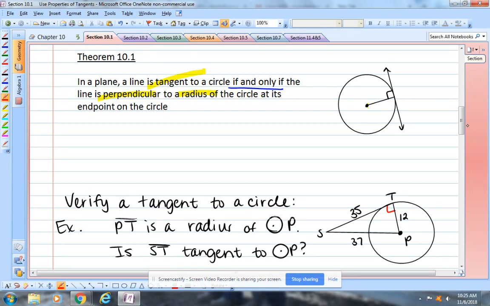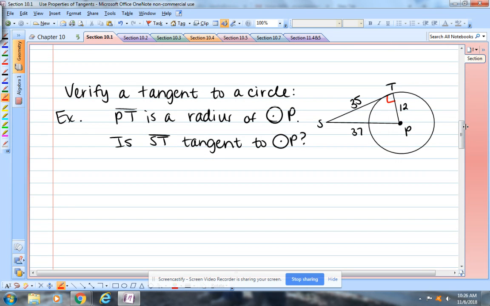Now the symbol for a circle is a circle with a dot in the middle, and then there's a letter beside it. The letter is the name of the circle, and it's also the name of the center point of the circle. So we name circles by the center point. All right, can I scroll some more now?